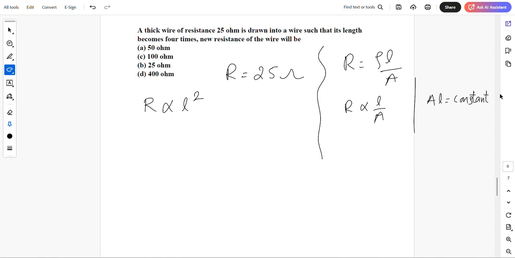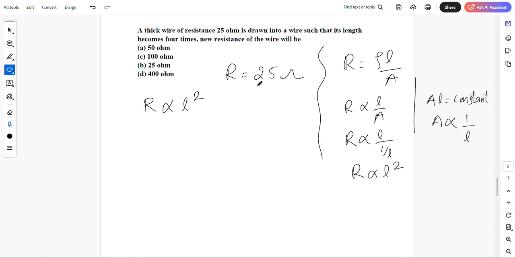Why is AL always constant? Because that is the volume. Volume AL is equal to constant. So A is proportional to 1 by L. Therefore, R is proportional to L divided by 1 by L, so R is proportional to L square. Right, R is proportional to L square.